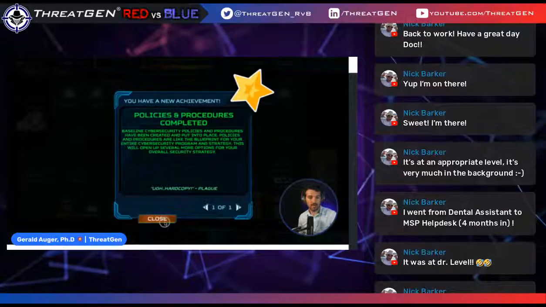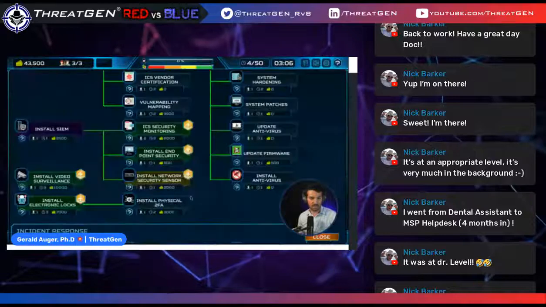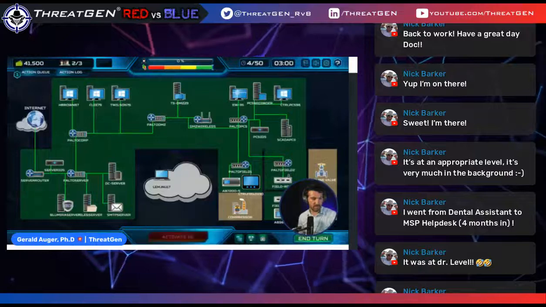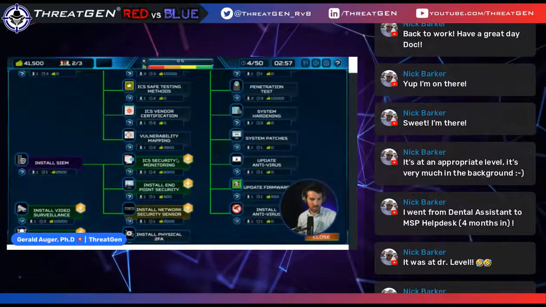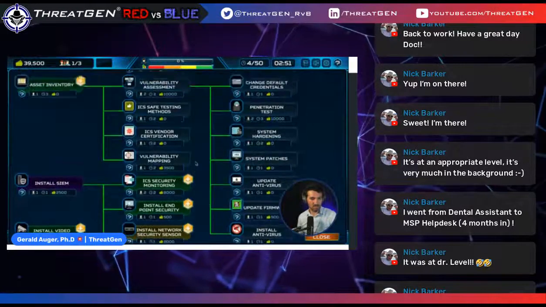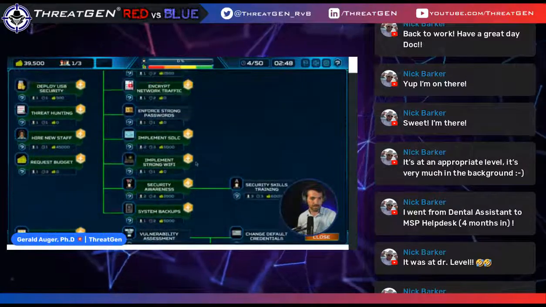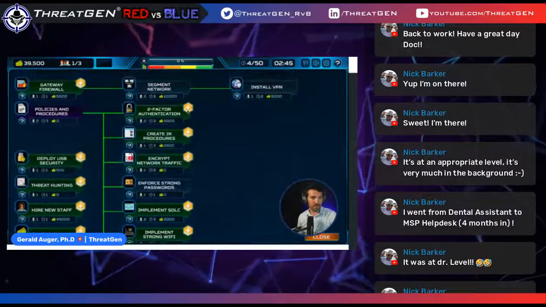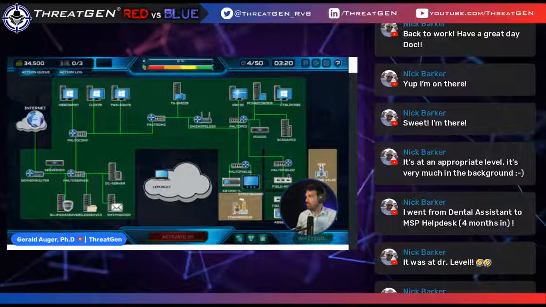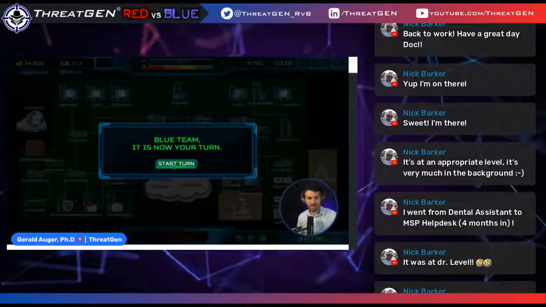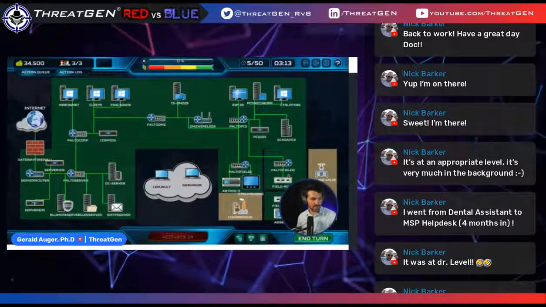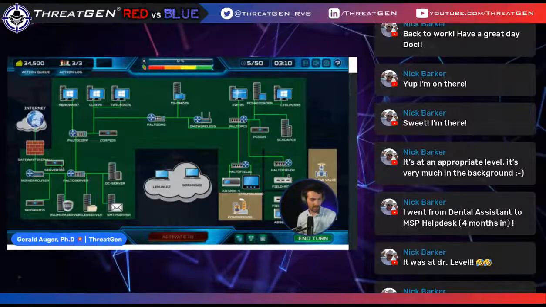I'm in the hotel. All right, so we got policies and procedures, which basically opens up stuff for us. I want to put network sensors everywhere, though. Let's do it. Okay, so now we got a SIM. We got network sensors everywhere. Let's do 2FA. Oh, we can't. We need a gateway firewall. Okay, cool. Perimeter firewall installed. Very nice. So now we got firewalls everywhere.